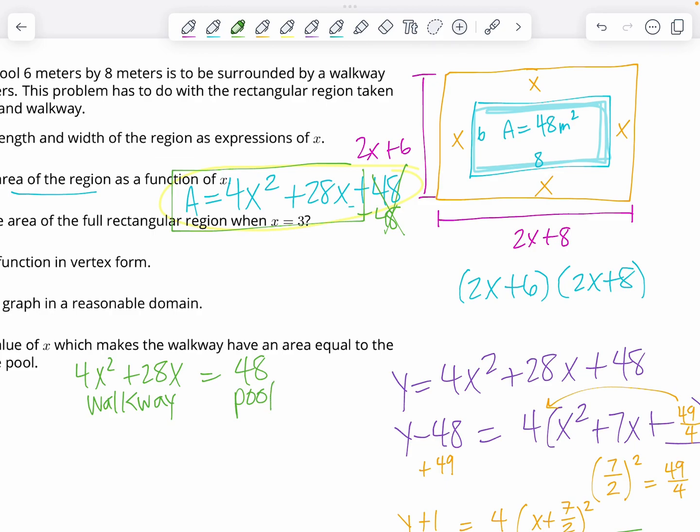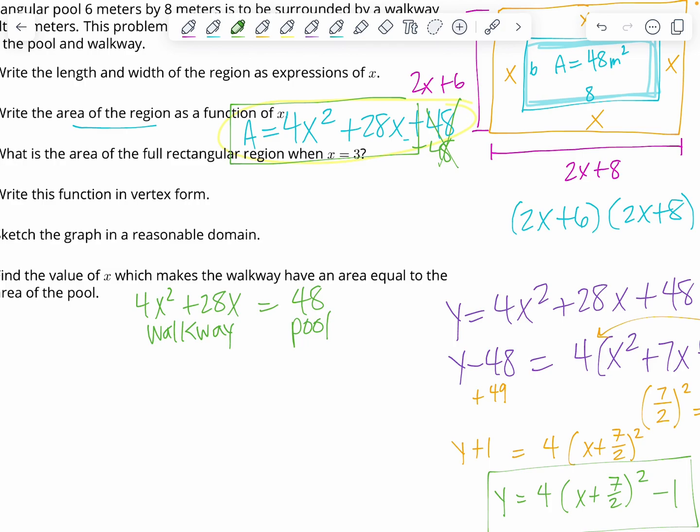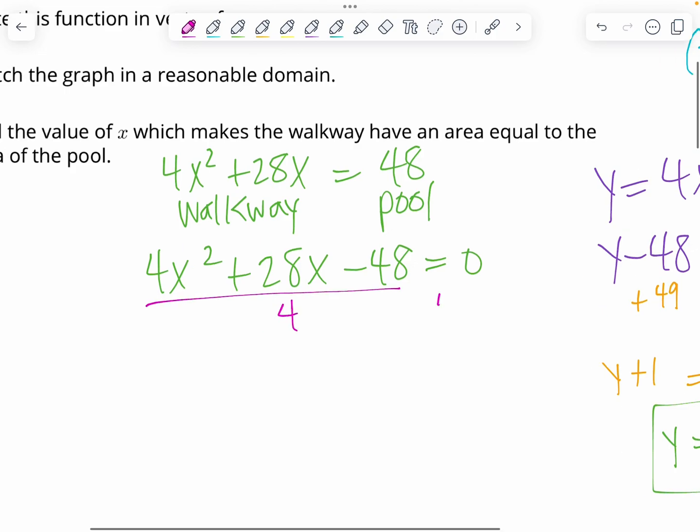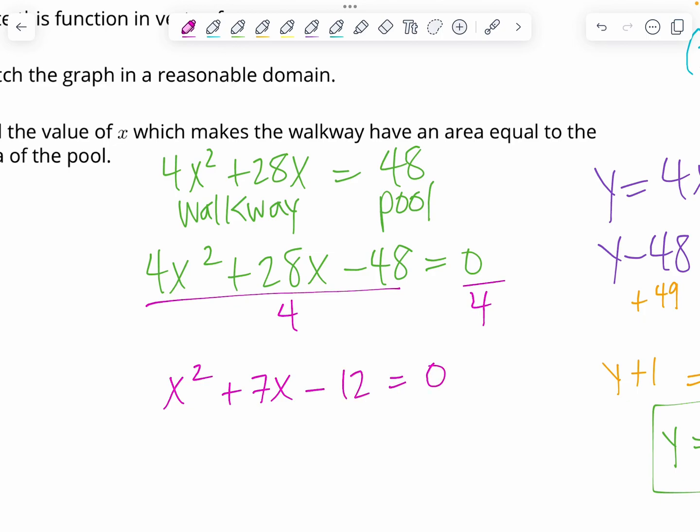So this is a quadratic. We want to get it into standard form in order to solve it. So I'm going to move that 48 over to the left equals 0. Now, one way, since all of these values are divisible by a 4, one way we can simplify this before we solve is to divide both sides by 4. This is just going to give us smaller numbers to work with. So x squared plus 7x minus 12 equals 0, because 0 divided by anything is still a 0.